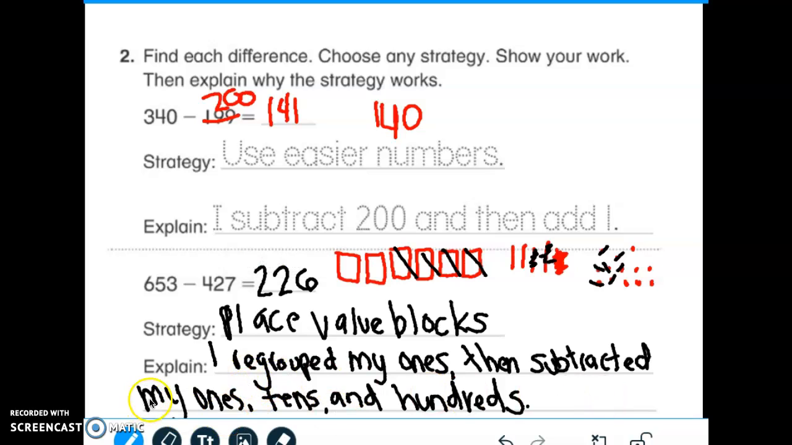So I just wrote out what I was telling you. I regrouped my ones, then subtracted my ones, tens, and hundreds. So the first thing I did, wrote my number. I had to regroup because I couldn't subtract, and then I subtracted my ones, my tens, and my hundreds. Now get ready for your turn.